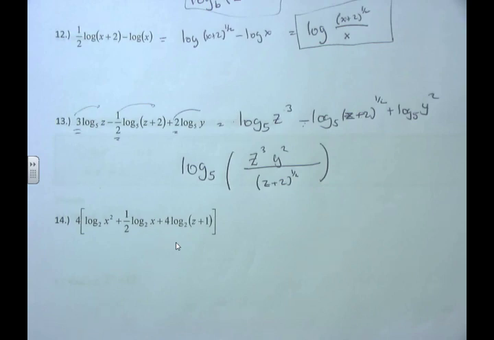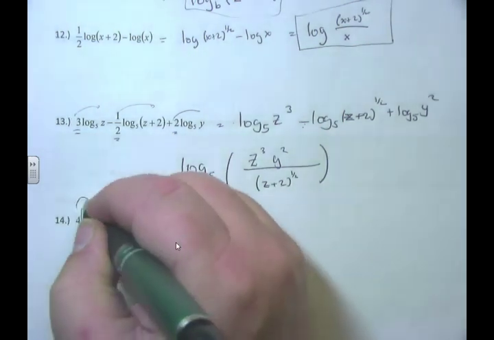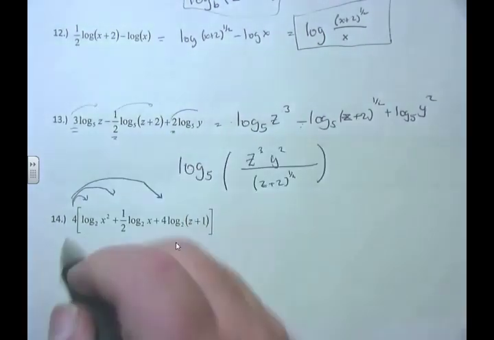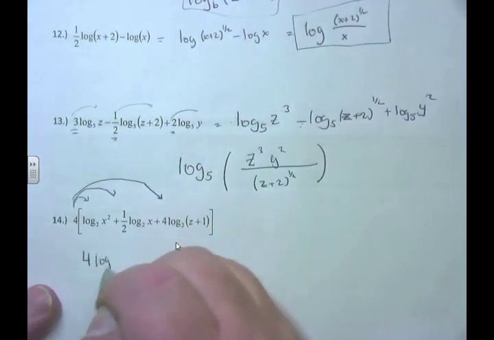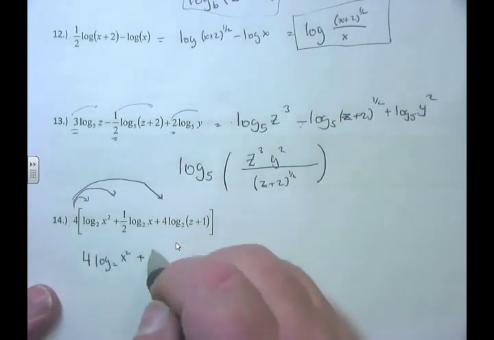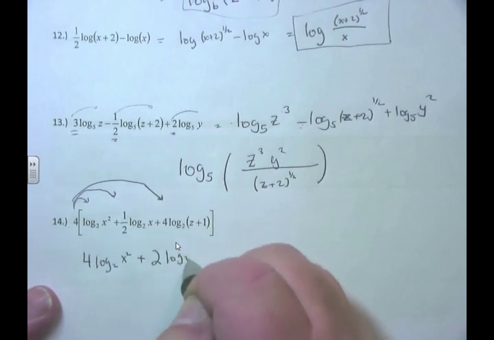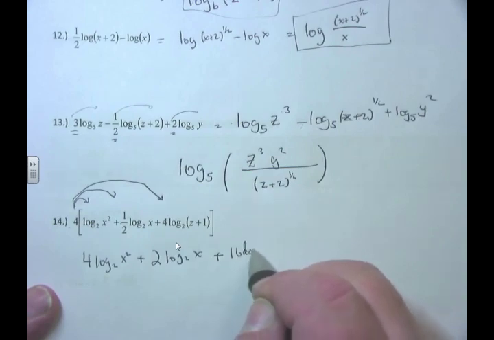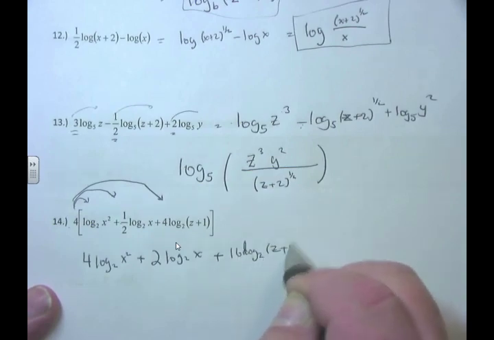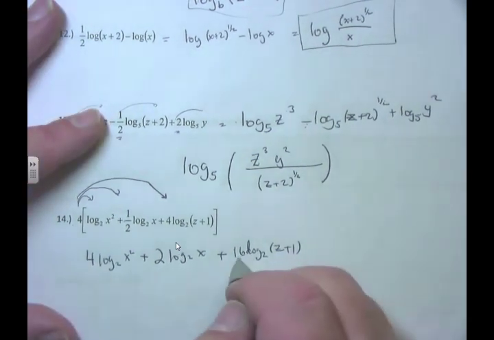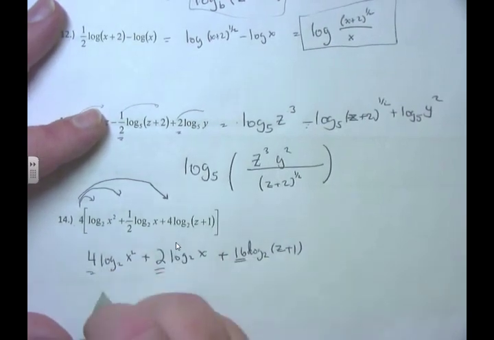Okay? The next one, never forget John's fundamental calculus: clean up your algebra first. First thing I would do on this problem is distribute the 4 so I can analyze terms. This would give me 4 log base 2 of x squared plus, what's 4 times a half? 2 log base 2 of x plus 4 times 4 is 16 log base 2 of z plus 1. But before we can combine logs, we have coefficients out front. They're going to go back where they came from.